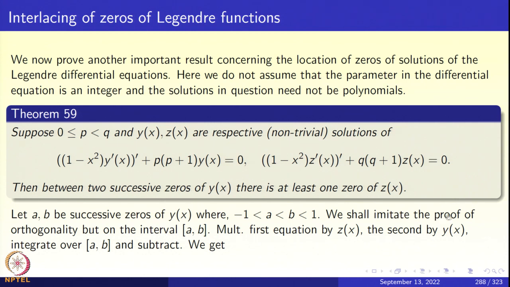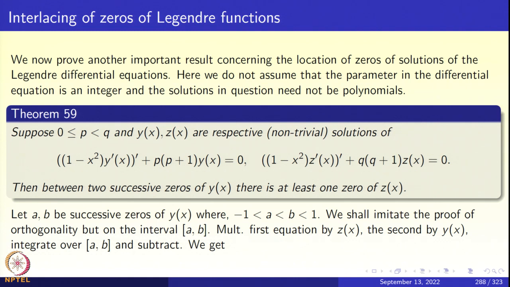We shall imitate the proof of orthogonality of the Legendre polynomials, but this time we shall work on the closed interval [a, b]. Multiply the first equation by z(x), the second equation by y(x), integrate over a to b, and integrate by parts. One integration by parts, and we must subtract. So lots of things are going to happen.